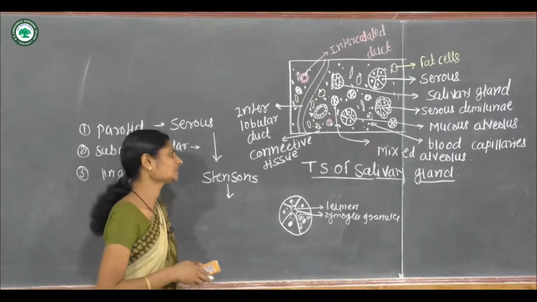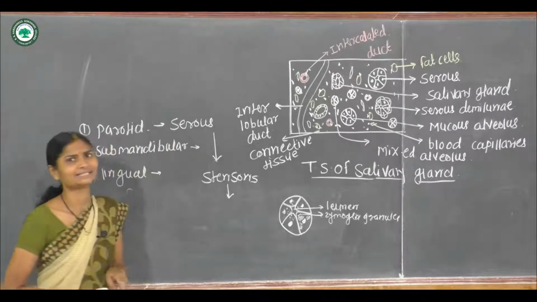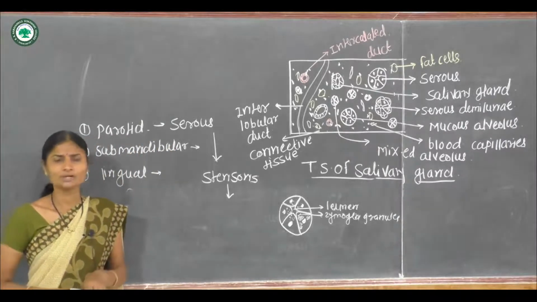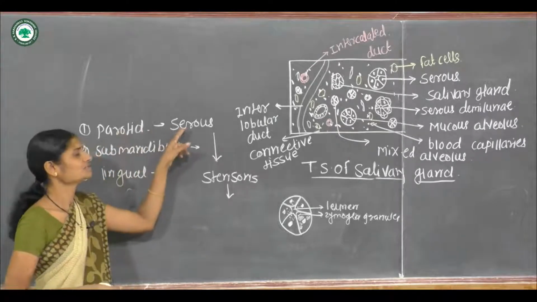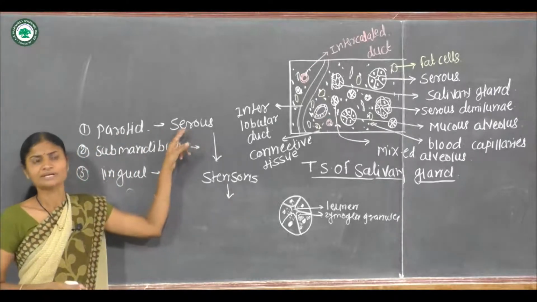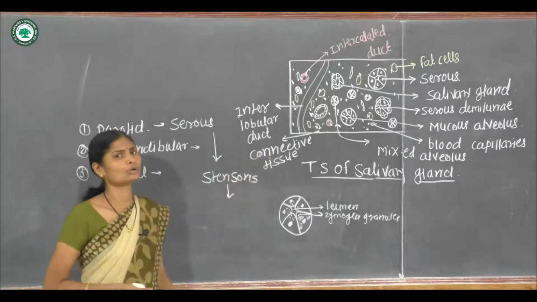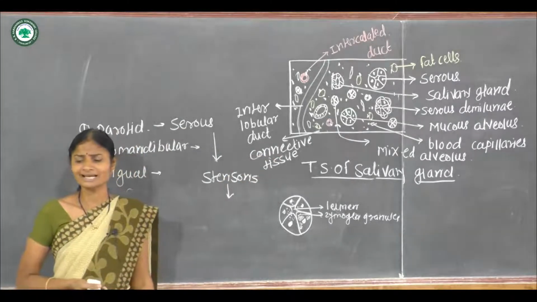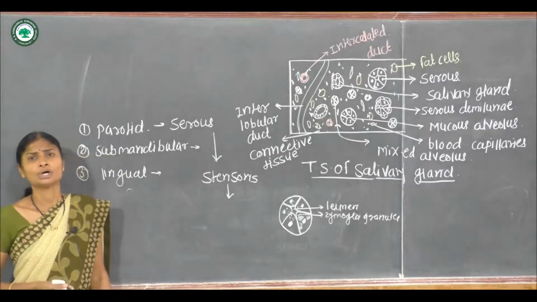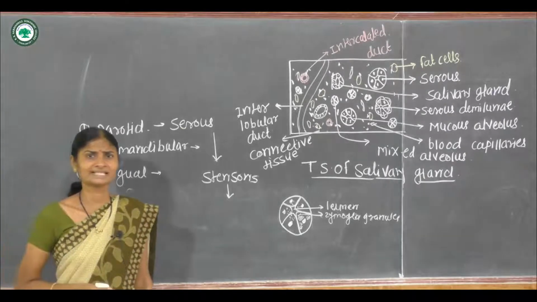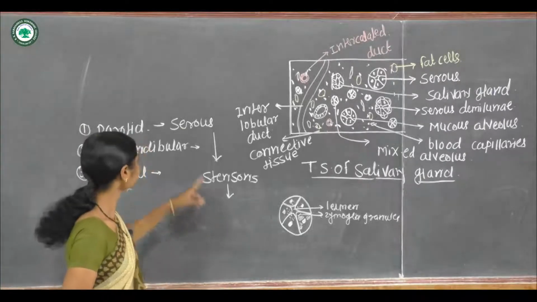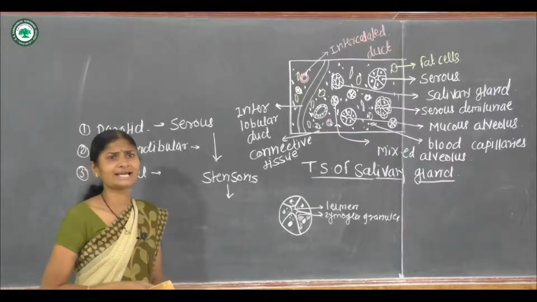Diagnostic features of the parotid gland: the parotid gland is mostly serous in nature. Fat cells are also present in the parotid gland, and basal or basket cells are present in it.